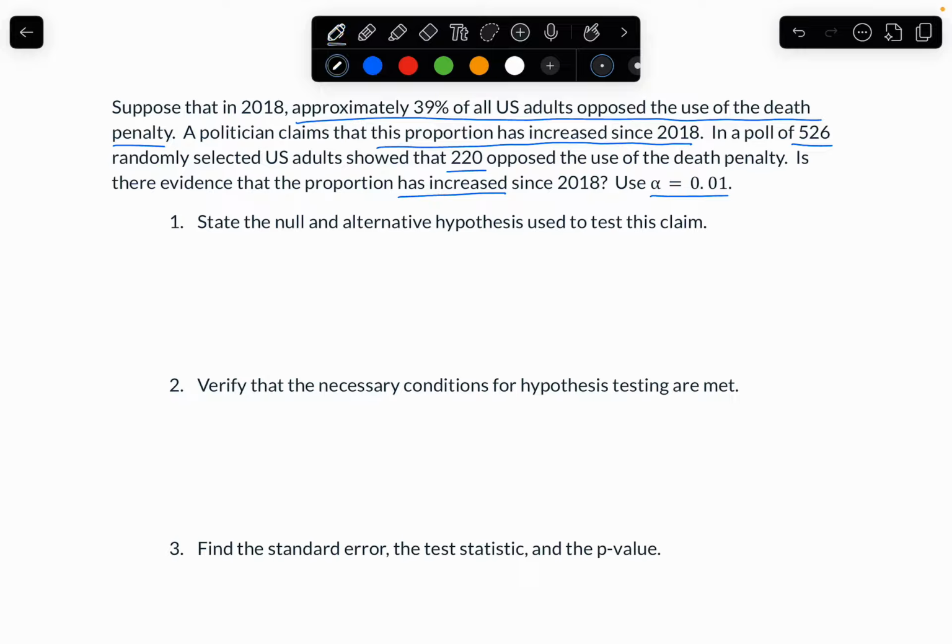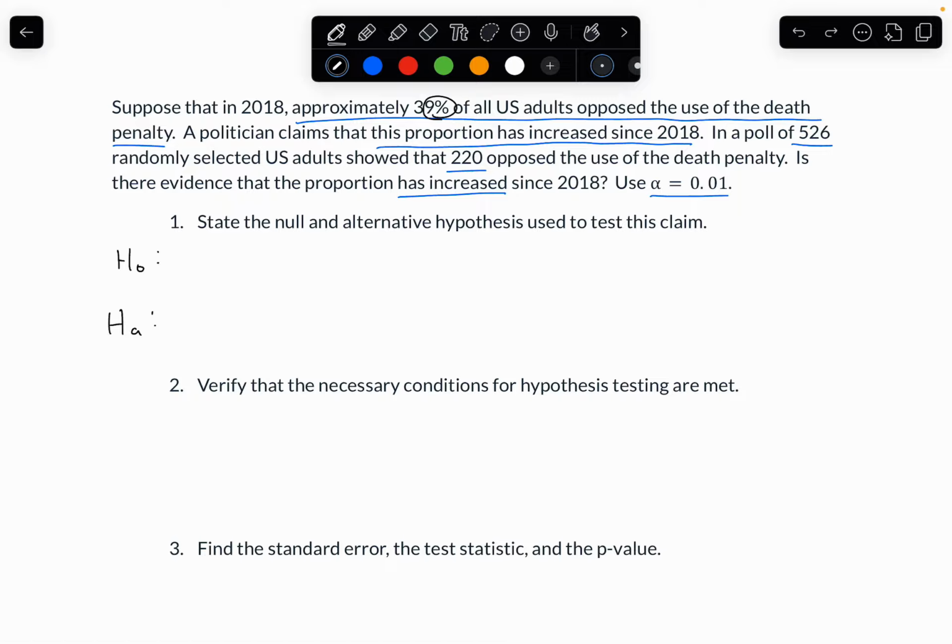So, as with all other hypothesis testing questions, the very first thing that I'm going to want to do is state what's the null hypothesis, what's the alternative hypothesis. So what is the claim that's being made? So what's H naught and what is HA? Actually, before I can do that, I need to decide what my parameter is.